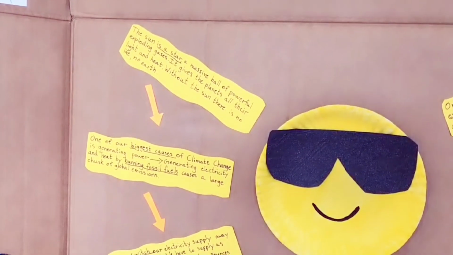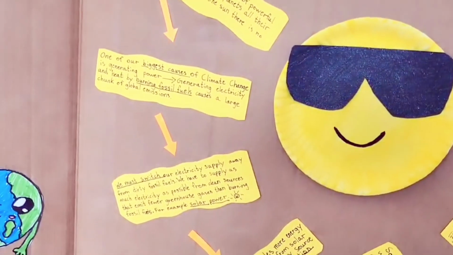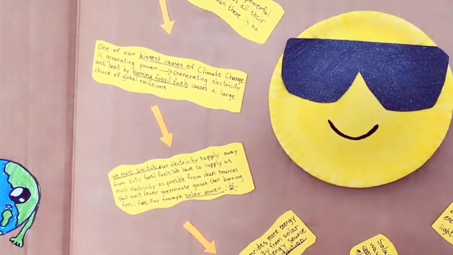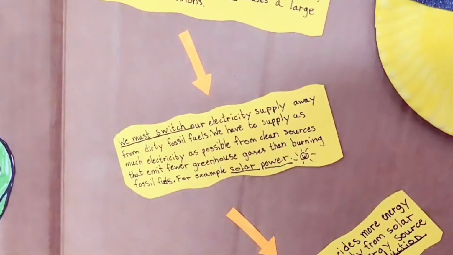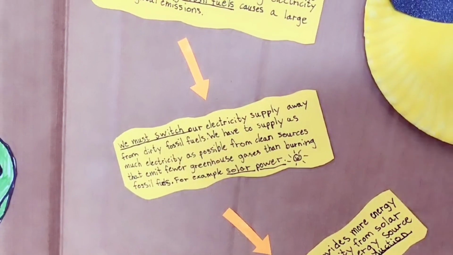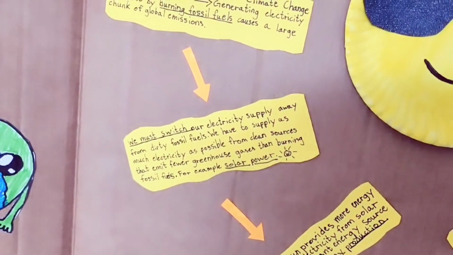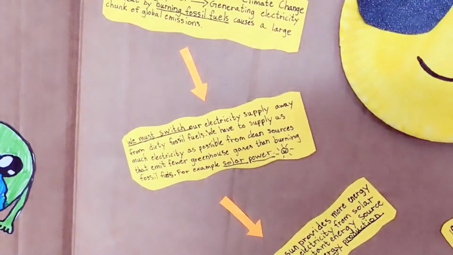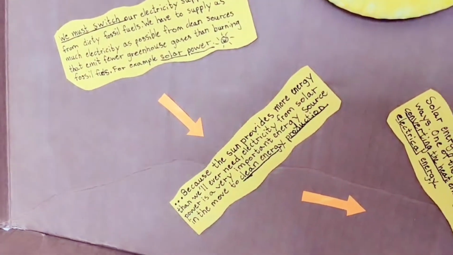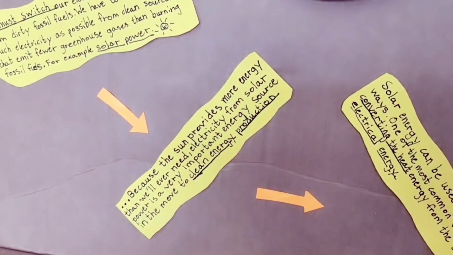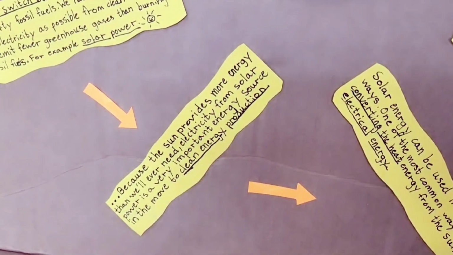One of our biggest causes of climate change is generating power. Generating electricity and heat by burning fossil fuels causes a large chunk of global emissions. We must switch our electricity supply away from dirty fossil fuels. We have to supply as much electricity as possible from clean sources that emit fewer greenhouse gases than burning fossil fuels. For example, solar power. Because the sun provides more energy than we'll ever need, electricity from solar power is a very important energy source in the move to clean energy production.